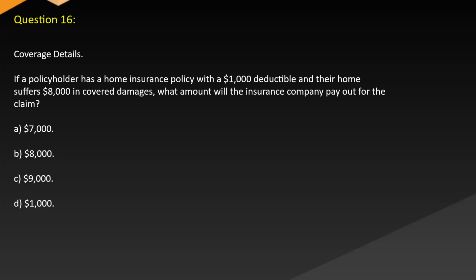Question 16. Coverage details. If a policyholder has a home insurance policy with a $1,000 deductible and their home suffers $8,000 in covered damages, what amount will the insurance company pay out for the claim? A. $7,000. B. $8,000. C. $9,000. D. $1,000.